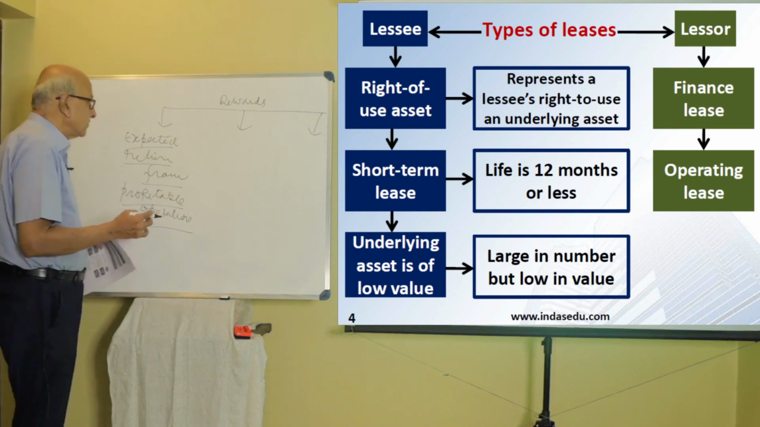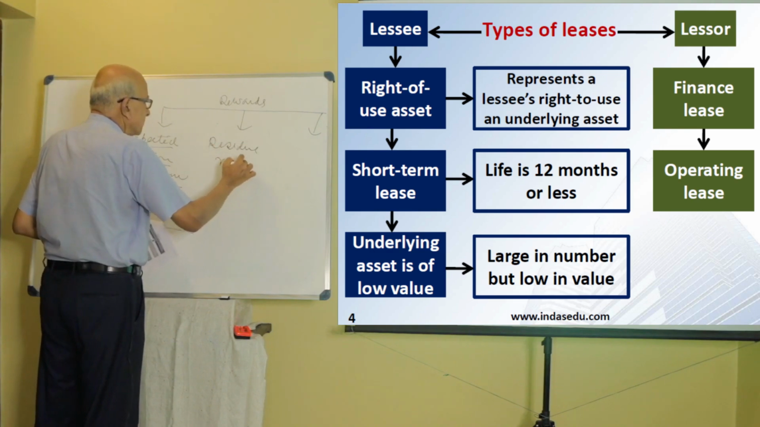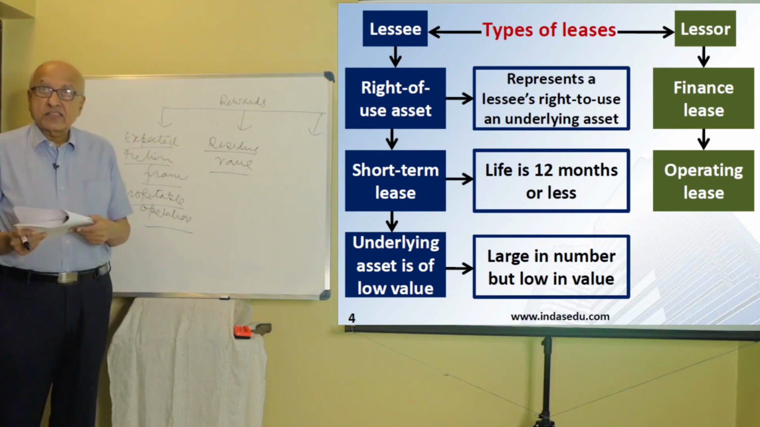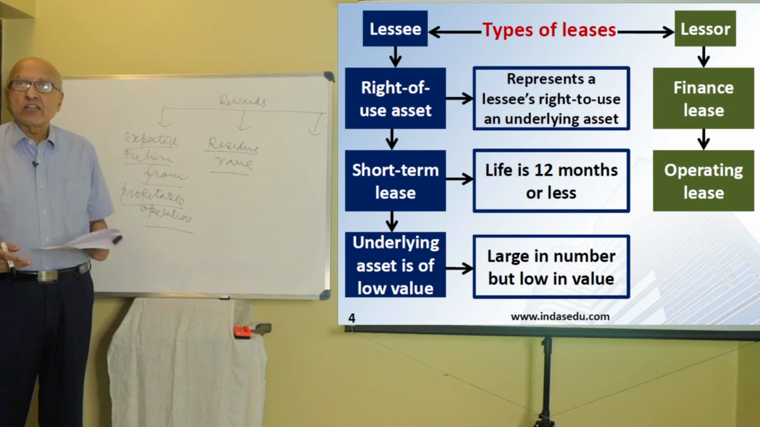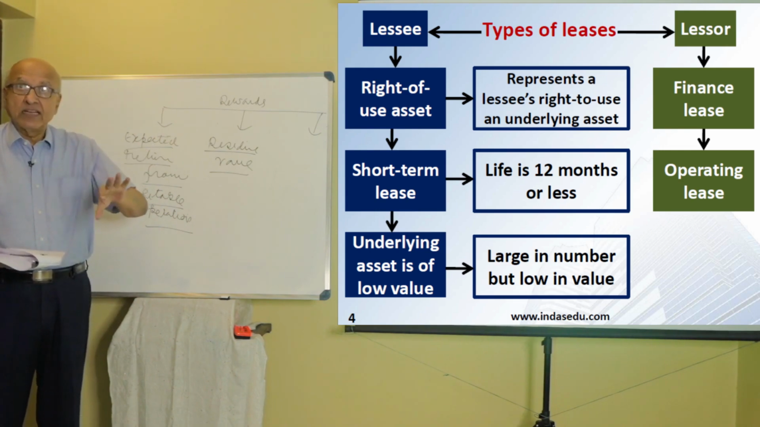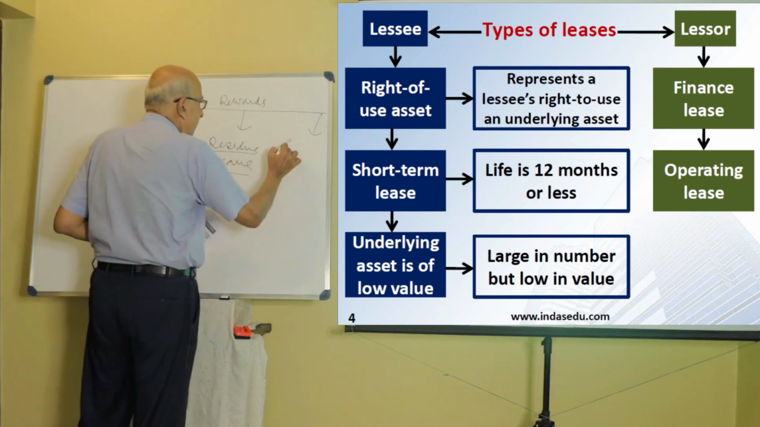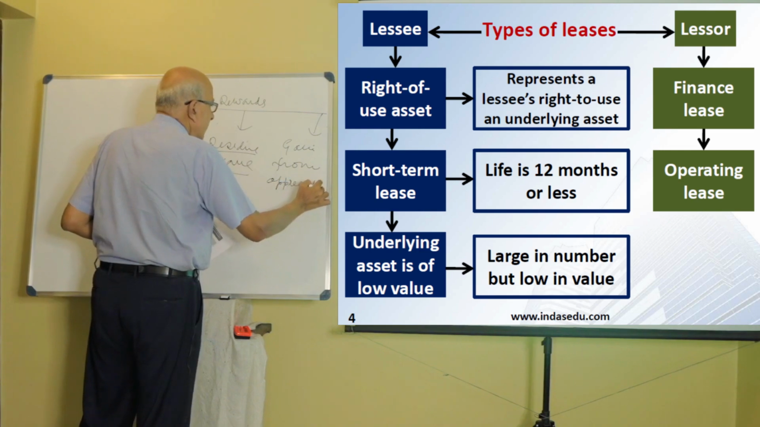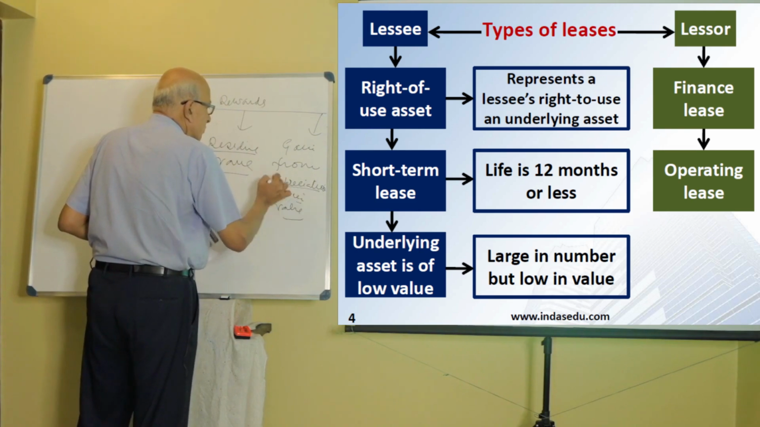Second thing is what? Residual value. A value at the end of the lease term. So I expect to get some value from the realization of that asset at the end of the lease term. That is called residual value. And number three is what? Gain from appreciation in value. Gain from appreciation in value.